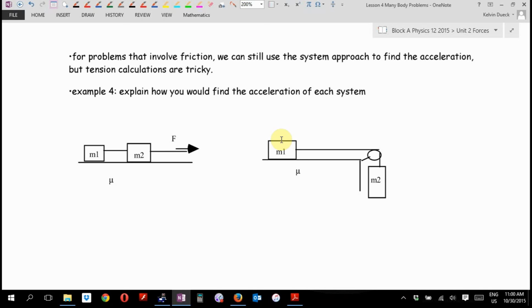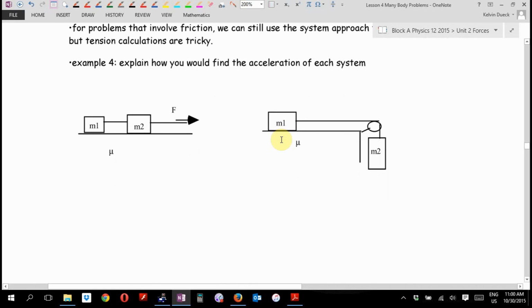I do it that way because it's the laziest. And this is one of the few times when I don't give in to my inner nerd and figure it all out ahead of time. I usually guess, because I usually have a pretty good instinct of which way it's going anyways. Okay? So example 4 says, explain how you would find the acceleration of each system.